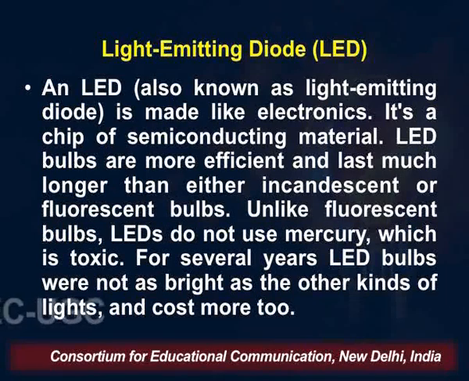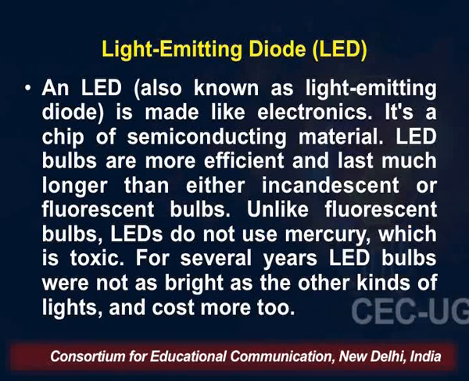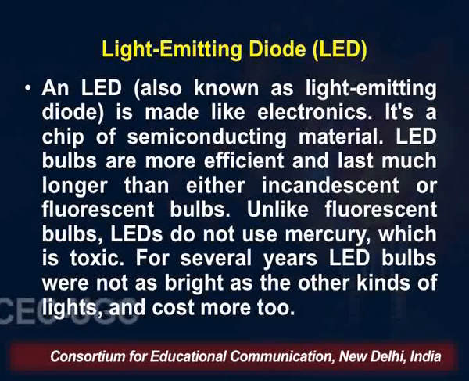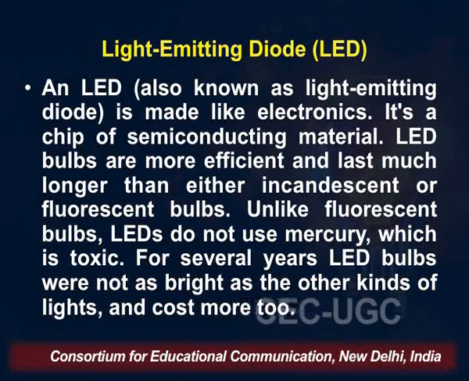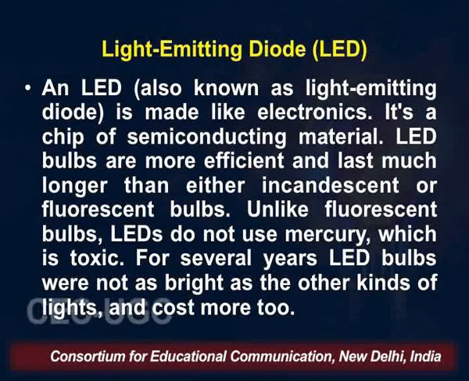LED bulbs are more efficient and last much longer than incandescent, fluorescent or halogen bulbs. Unlike the fluorescent bulb, LEDs do not use mercury, and mercury is toxic, so we remove the mercury from the bulb. For several years LED bulbs were not as bright as the other kinds of light and cost more too. But nowadays they are most commonly used, much brighter, and moreover cost effective.